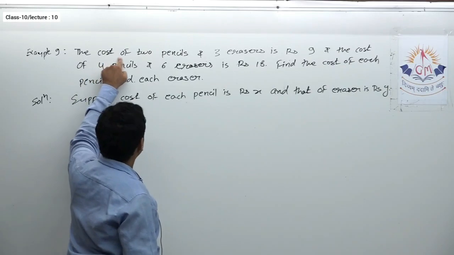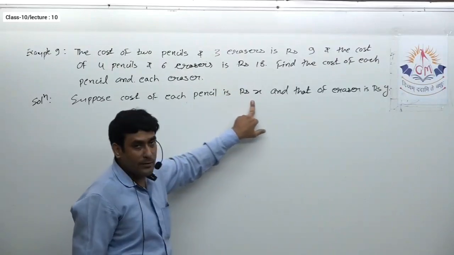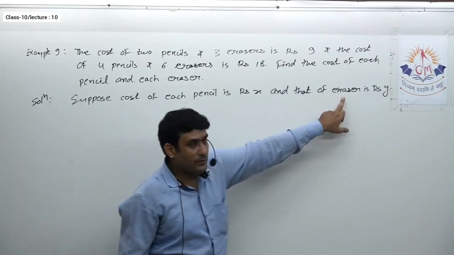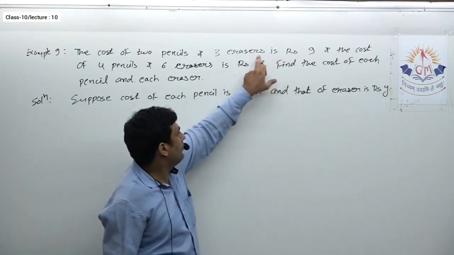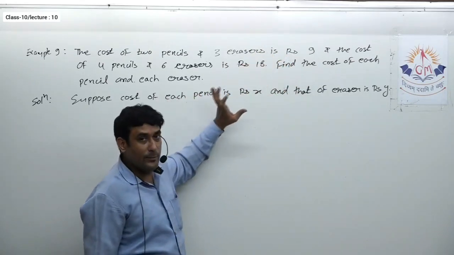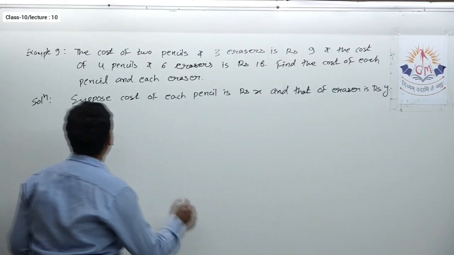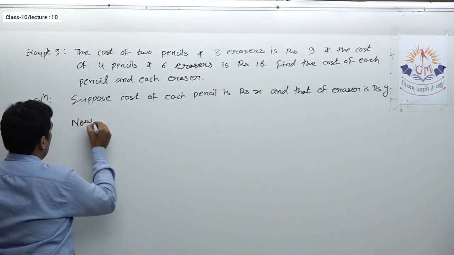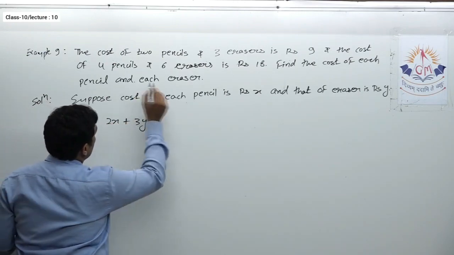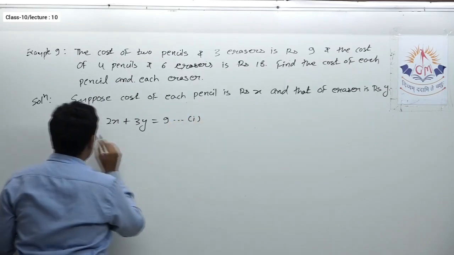Now here it says that 2 pencils and 3 erasers. So if the cost of one pencil is rupees x, the cost of 2 pencils will be 2x. Similarly, if the cost of one eraser is y, then the cost of 3 erasers will be 3y. Now, if we combine them, that means if we buy 2 pencils and 3 erasers, overall we have to pay rupees 9. So here I can say, 2x plus 3y is equal to 9 is equation number 1. This is our first equation.